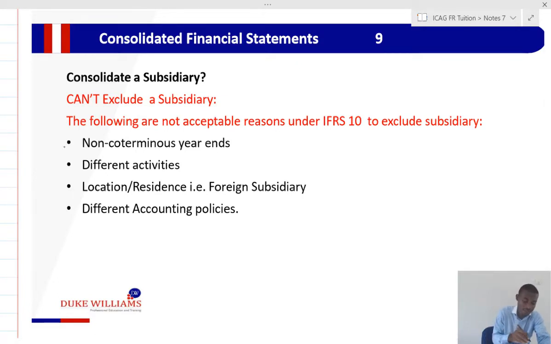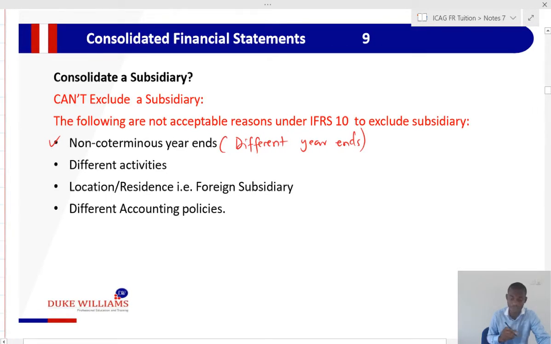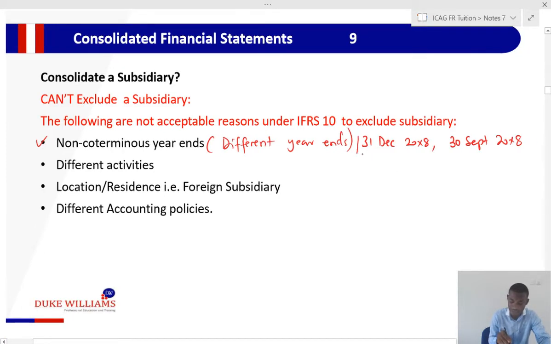Now, the first one is what we call non-coterminous year end. And non-coterminous year end is very easy. It means that they have different year ends. The subsidiary and the parent have different year ends. So for instance, the parent has year end 31st December, say, but the subsidiary has year end 30th September. Different year ends.